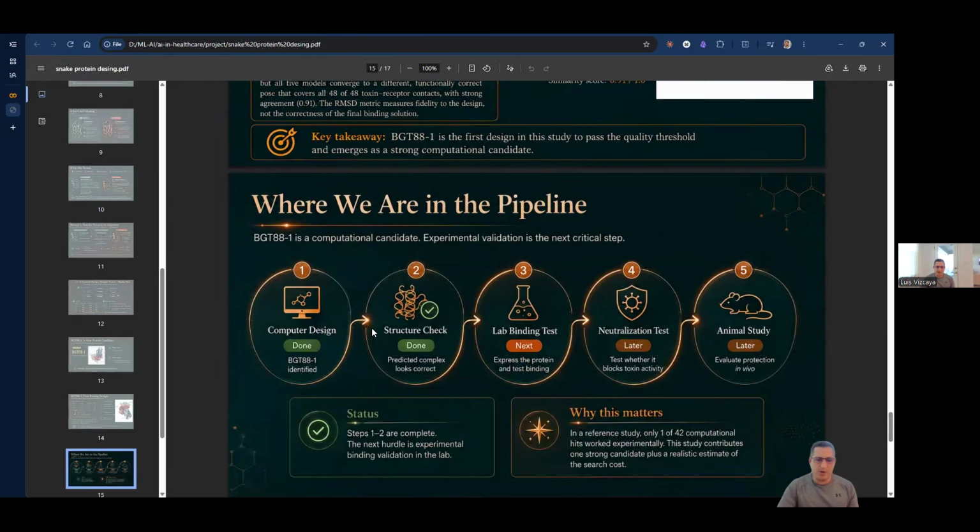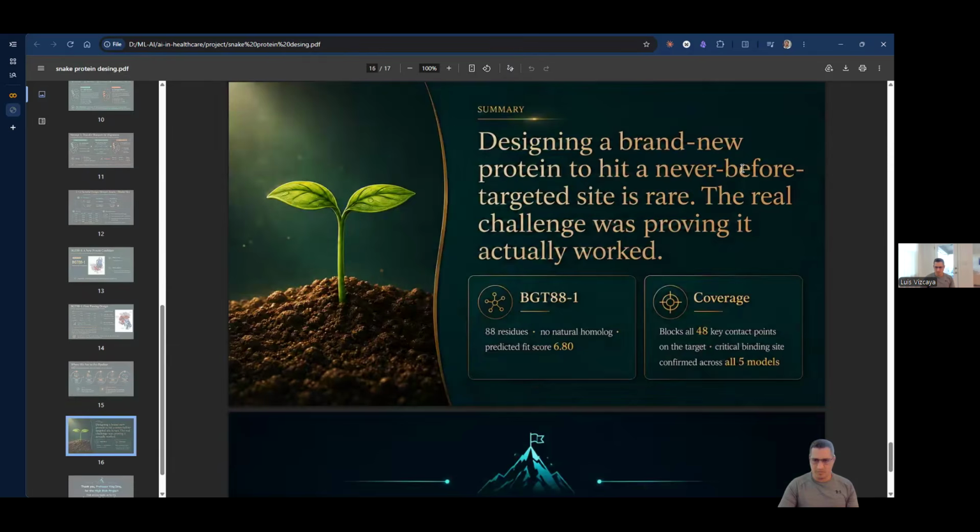Where we are in the pipeline: we did the computer design, and we did the structural check. We can dig even more to get better proteins. We have to check in the lab how it works, whether it really neutralizes the toxin, and the final stage is testing in animals. That's it. Basically, my job was to design this novel protein, because this new protein doesn't exist in nature. It's not natural. It's an artificial structure.